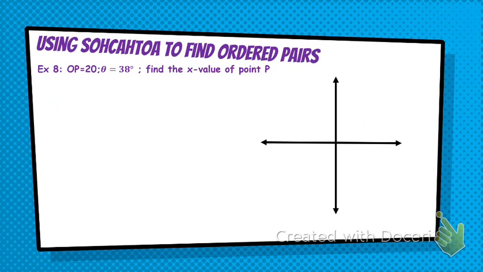All right, let's try another one. Using SOHCAHTOA, find ordered pairs. So here we're given our hypotenuse of 20, our angle of 38 degrees, and we're asked to find x. So let's go ahead and, once again, we're in the first quadrant. 38 degrees is in quadrant 1.